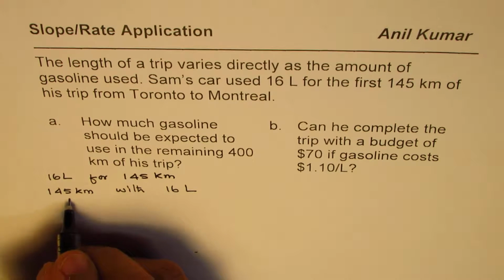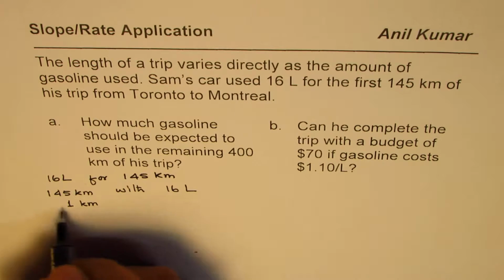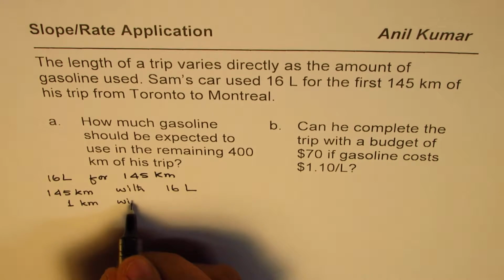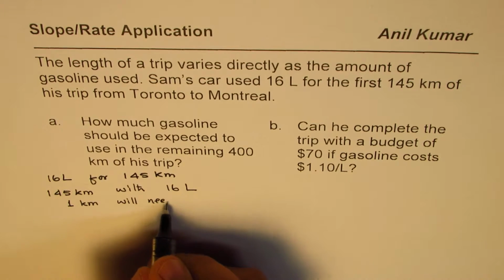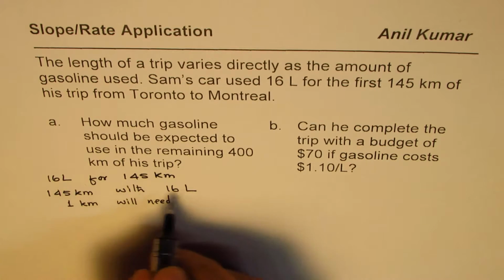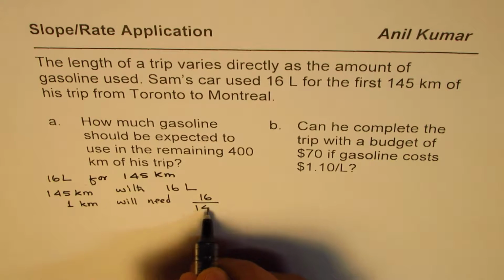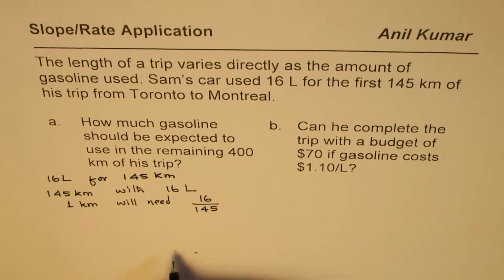Now rate is per kilometer. So 1 kilometer will need how much gasoline, right? That means you have to divide by 145, right? So it is 16 over 145, correct? So that much gasoline is required for each kilometer.